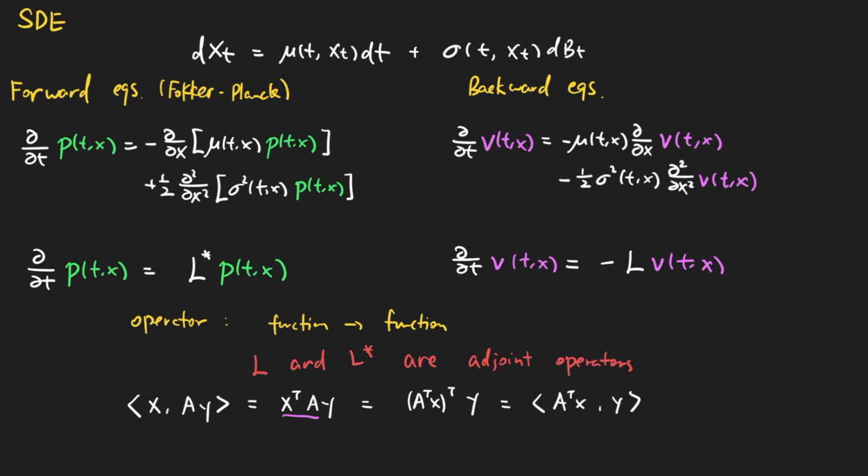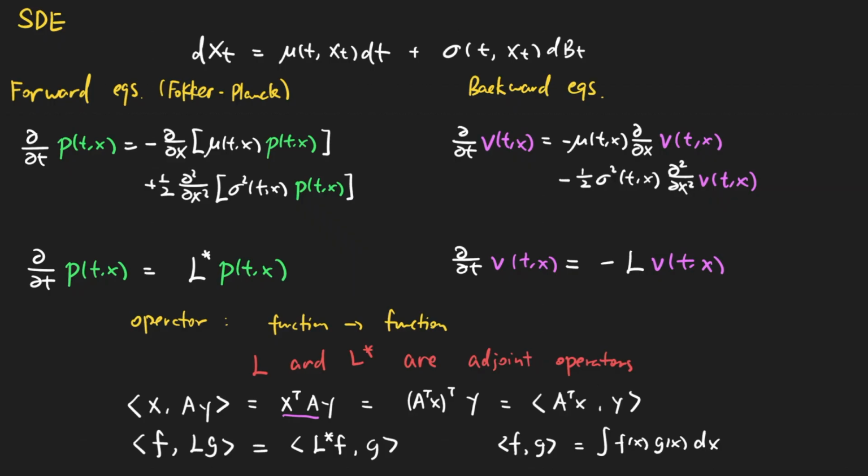And the same goes for functions. Now let's write this equation with functions. Let's say that we start with the inner product between function f and then L acting on g. That equals the adjoint operator L star acting on f, inner product with g. The inner product of two functions is defined as an integral. For example, for f and g, the inner product is defined as the integral of f(x) times g(x) dx.